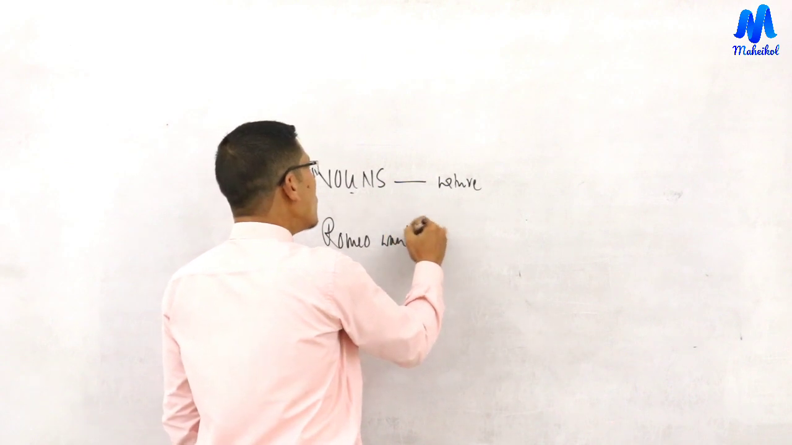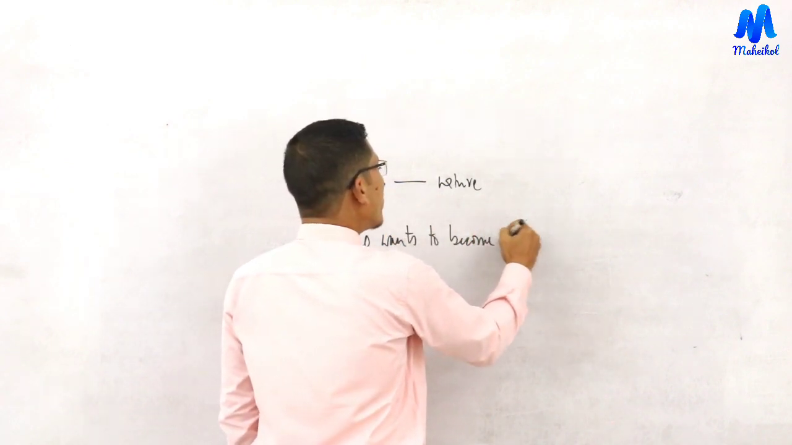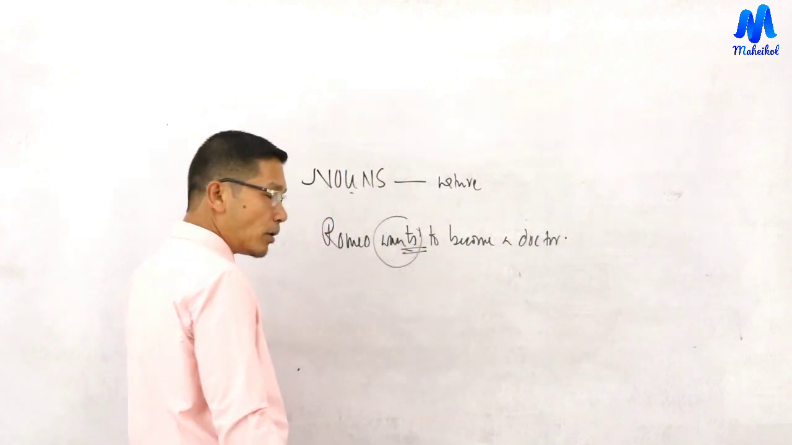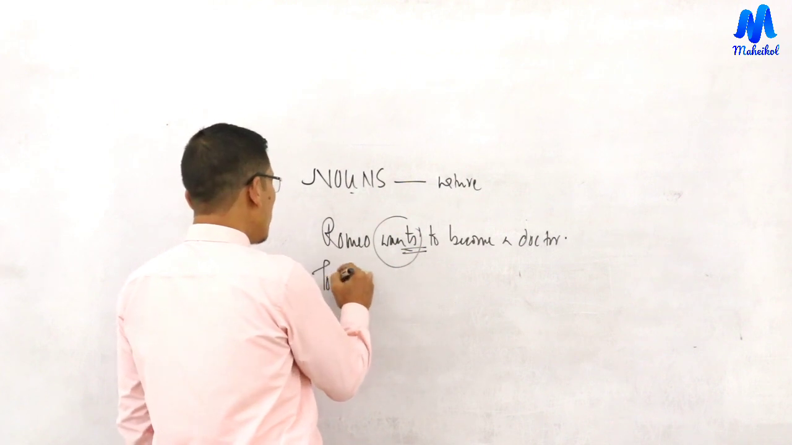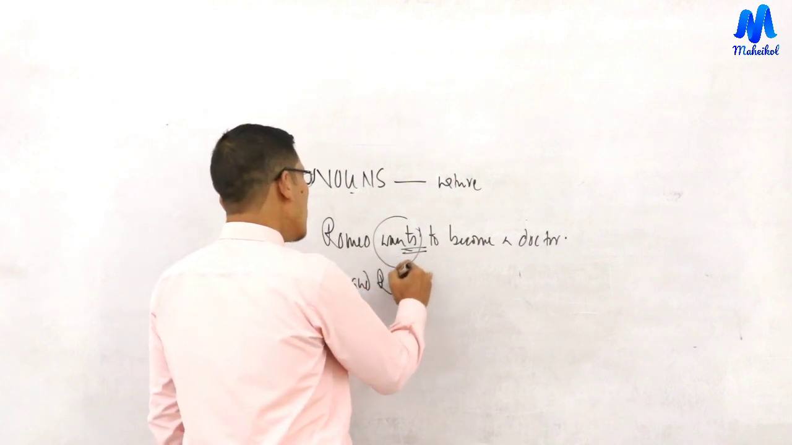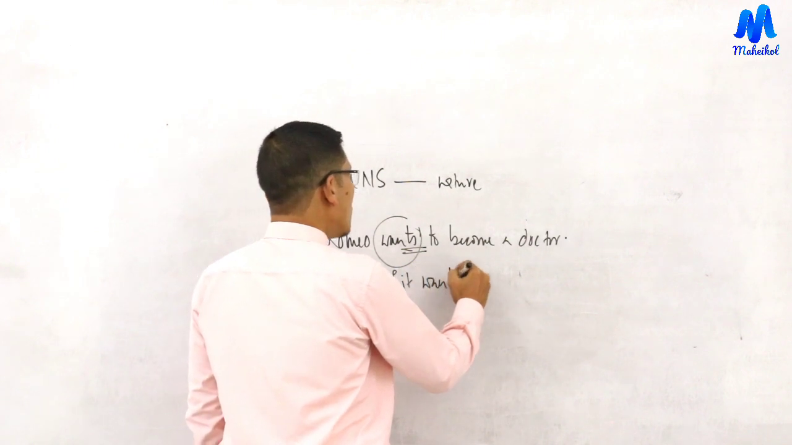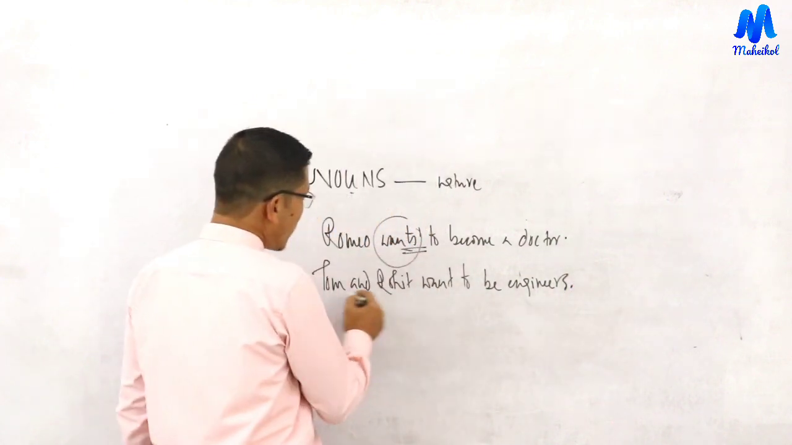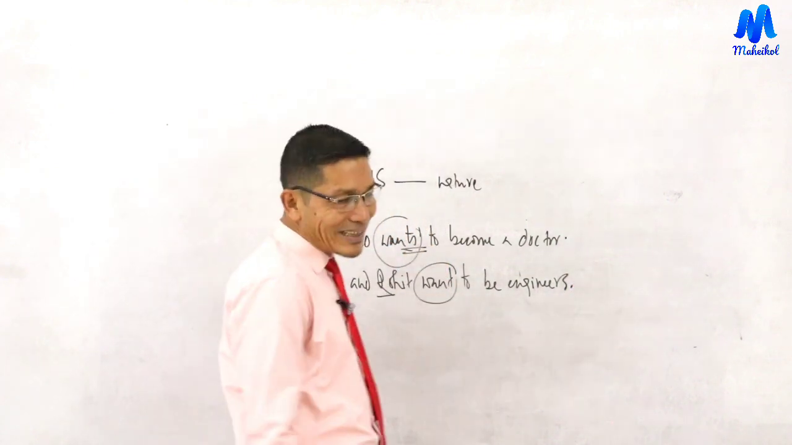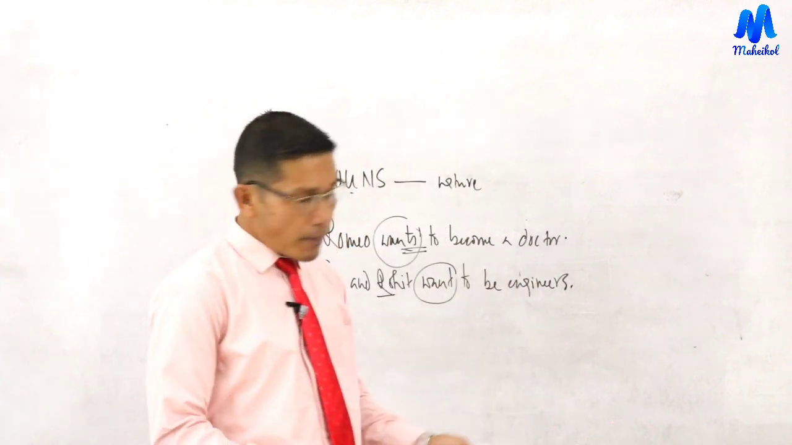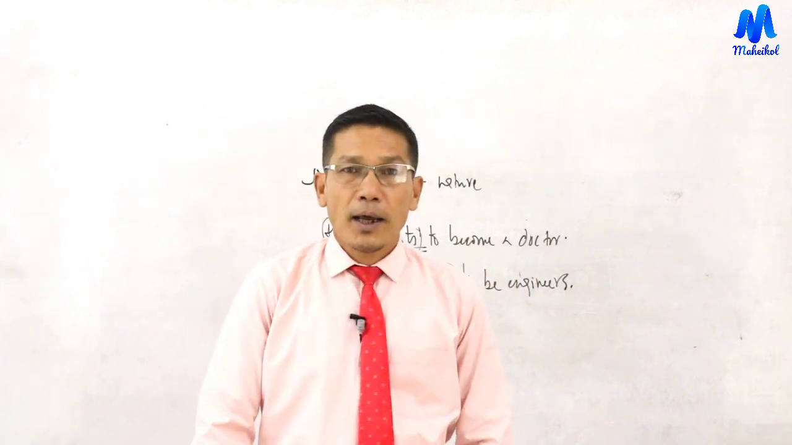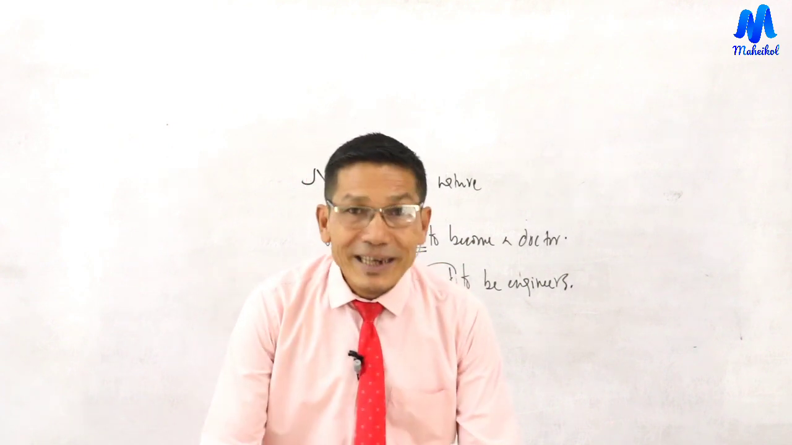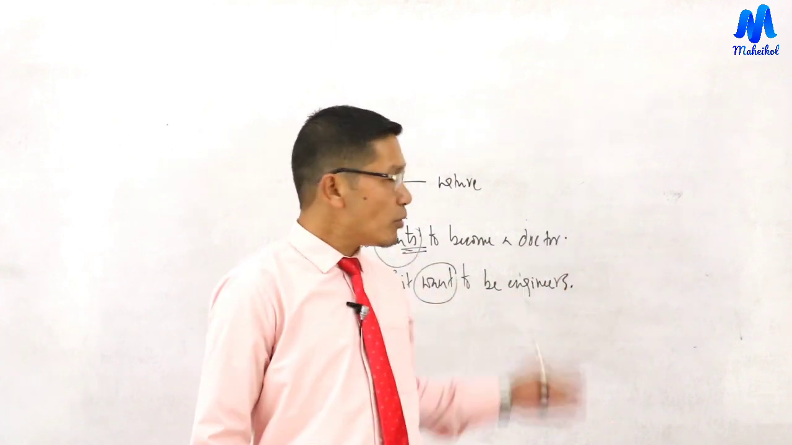Romeo wants to become a doctor, where an S is added. Tom and Rohit want to be engineers. We will learn this thing in depth when we come across tense. When we learn tense, this will be taught in detail.